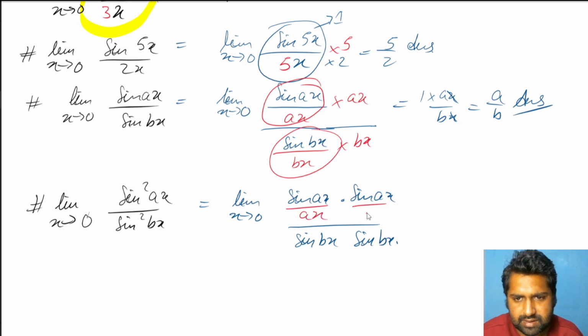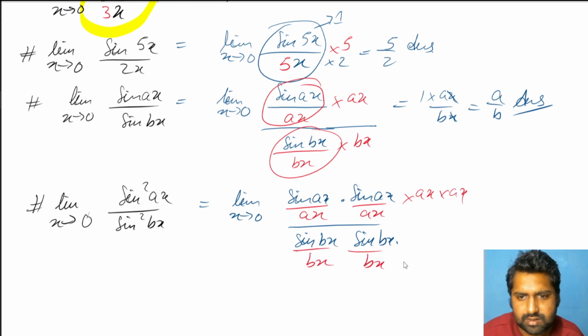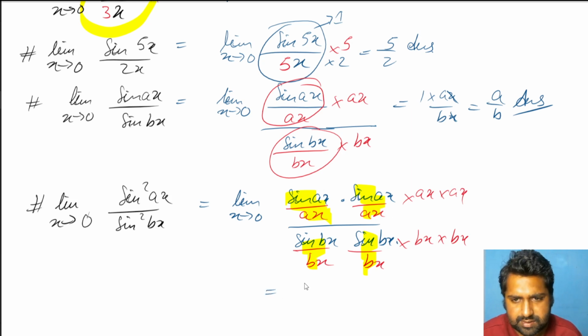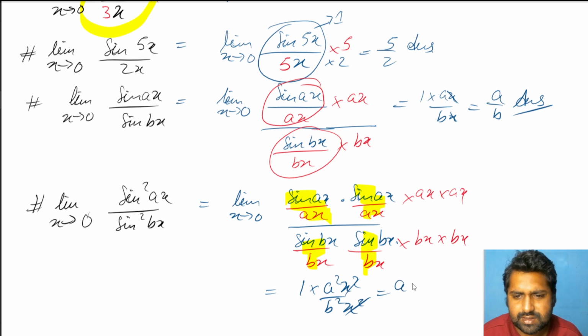Then divided by ax, so multiply by ax, divided by bx. So in order to adjust, multiply by bx. 1, 1, 1, 1. Okay, sine something upon same something, same thing. So this is 1 into, numerator is a square x square, denominator is b square x square. X square also cancels. Answer is a square by b square. Okay.